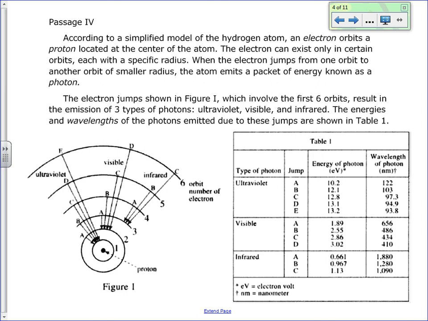According to a simplified model of the hydrogen atom, an electron orbits a proton located at the center of an atom. The electron can exist only in certain orbits, each with a specific radius. When the electron jumps from one orbit to another orbit, a smaller radius, the atom emits a packet of energy known as a photon. The electron jump shown in figure 1, which involves the first 6 orbits, results in the emission of 3 types of photons: ultraviolet, visible, and infrared. The energies and wavelengths of photons emitted due to these jumps are shown in table 1.